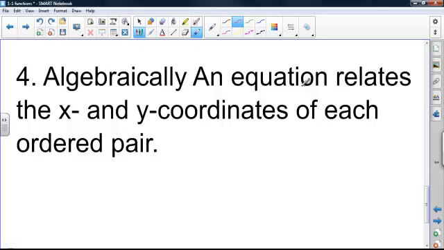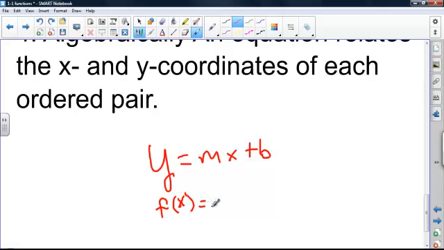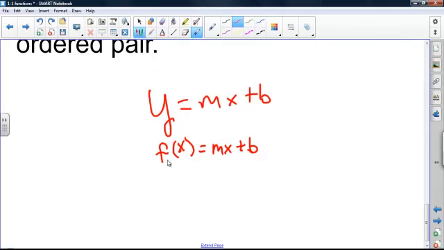Finally, algebraically, an equation relates the x and y coordinates of each ordered pair. This is what we're most used to seeing. Simply y equals mx plus b. There's a function. It's a function of a line. Now, instead of using y, we're going to start using this thing called function notation. F of x equals mx plus b. This is the function in terms of x. Just a name. Another way to say y is f of x. Another way to say f of x is y. Those are interchangeable. I want you to remember that.